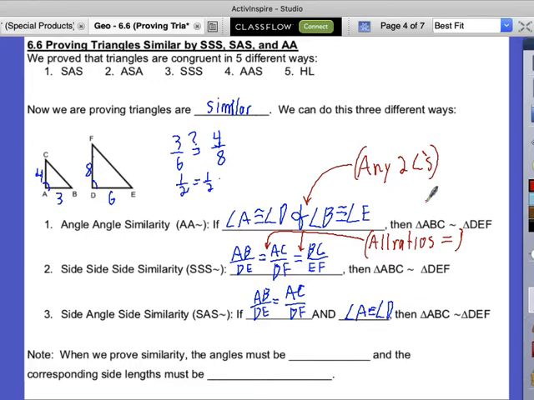So here, for my little red note saying what we need more generally: we need 2 side ratios to be equal, and we need the included angles to be congruent.